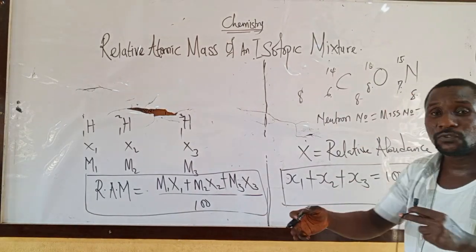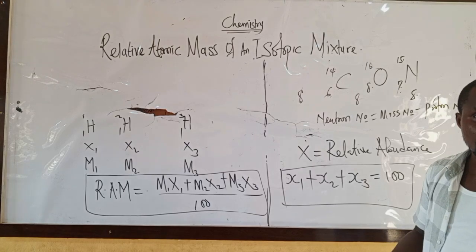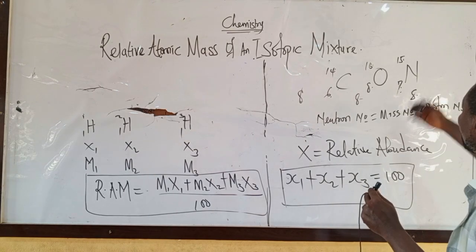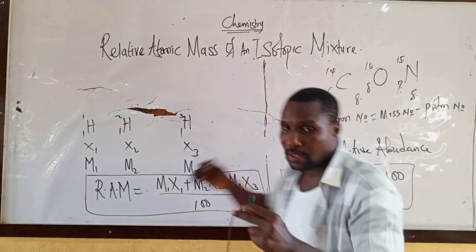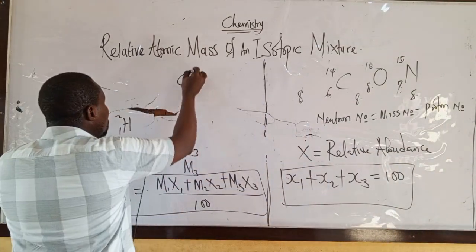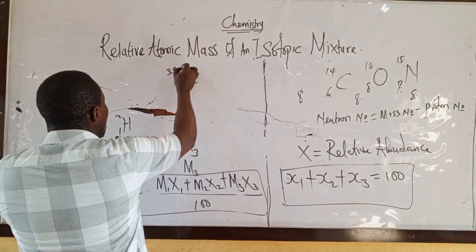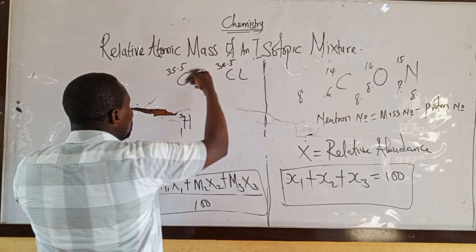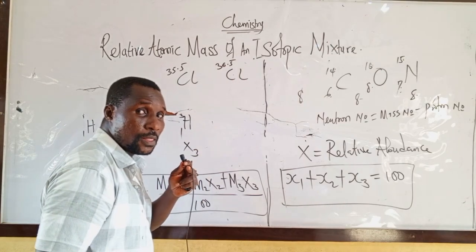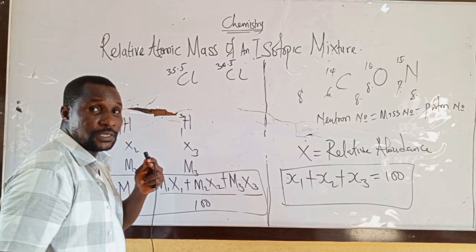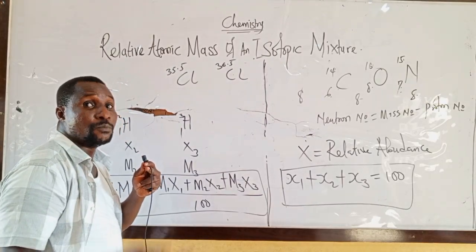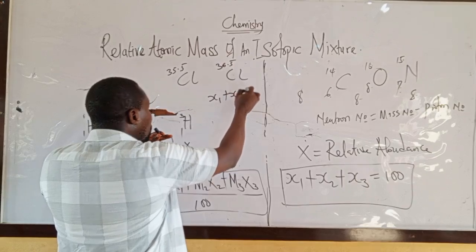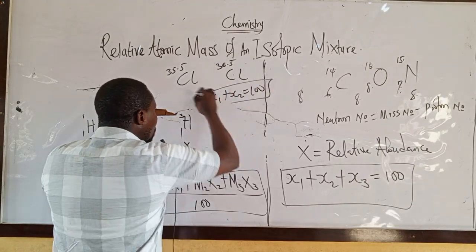If I have two isotopes, for example chlorine-35.5 and chlorine-36.5, just two isotopes of chlorine, their relative abundances will be two. That means the sum of their relative abundances must also be what? 100. Take note of that.